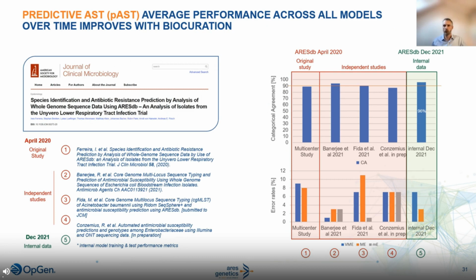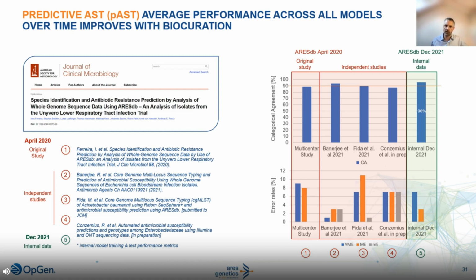This slide intends to show the impact that biocuration has on average on the performance of our predictive AST models. The figure on the right shows percent categorical agreement between prediction and the standard of care at the top, and the error rates for very major error and minor errors at the bottom. On the very right, you can see the average performance over all predictive AST models we evaluated in the original multi-center study. Again, these values are averages, also including models which in our 2020 study have underperformed due to insufficient training data sets in the Aries database. Those models correspond to the white fields in the matrix I just showed.